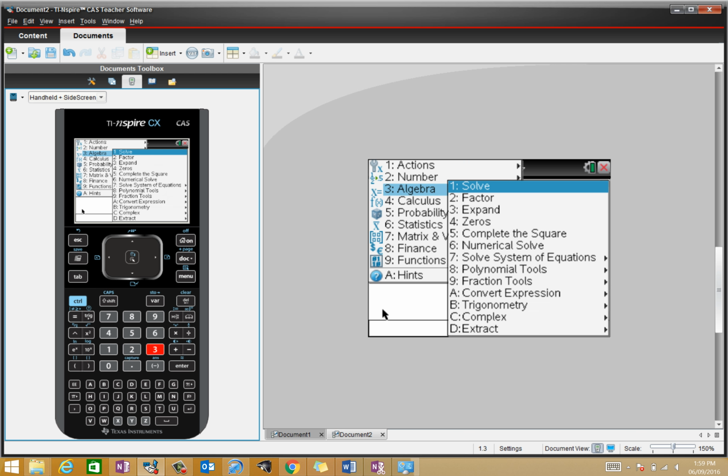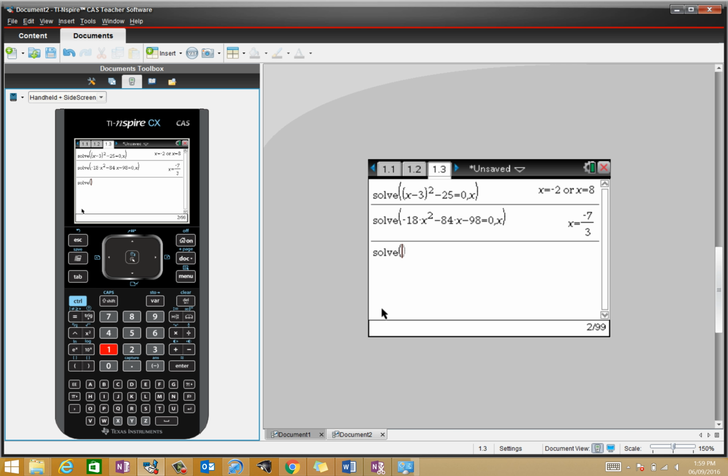Menu 3, 1, and what was it? It was x minus 6 all squared plus 5 times x minus 6 plus 6 is equal to 0, comma x, and you should get 3 and 4. All right?